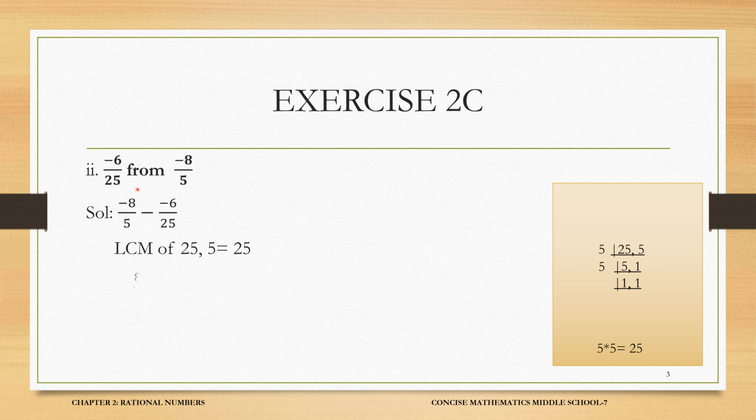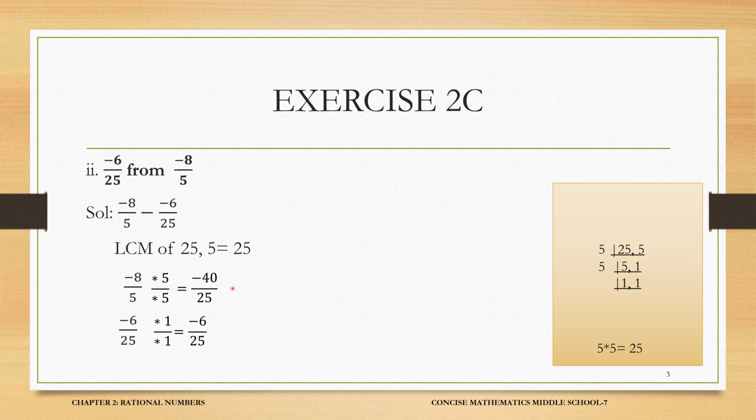First take the first rational number, that is minus 8 by 5, and to make this 5 as 25 you can multiply it with 5. 5 5s are 25, and minus into plus, 5 8s are 40. Similarly, take the second one, that is minus 6 by 25. Because the denominator is already 25, you can multiply just with 1, because you don't need to make any change in the denominator. It's already 25. So minus into plus, minus 6 by 25.